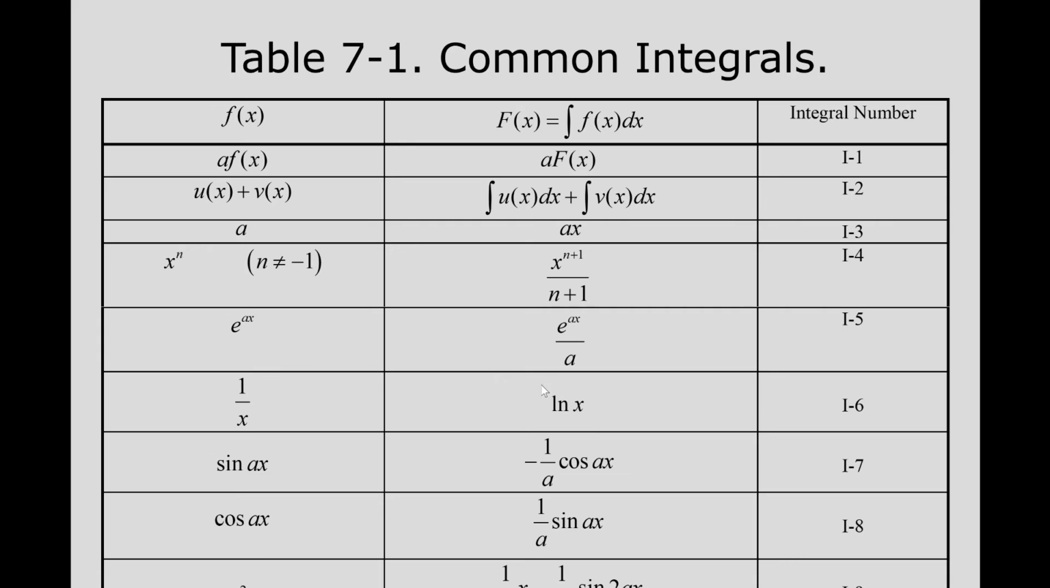Integrals of 1 over x, which is natural log of x; sine of ax, which is negative cosine of ax, but don't forget to multiply by the missing coefficient, negative 1 over a; and cosine of ax, the integral of that is sine of ax, and then the missing coefficient is 1 over a. And then sine squared of ax, there's a special formula for that, or we can use integration by parts, which is 1 half x minus 1 over 4a sine of 2ax.